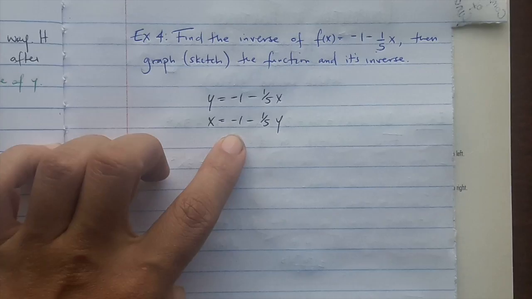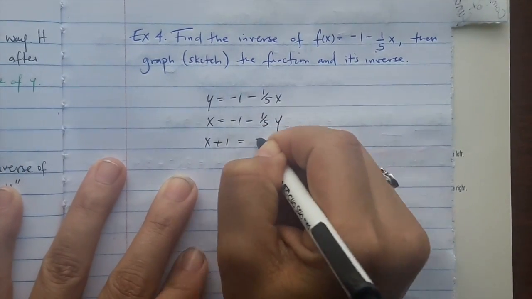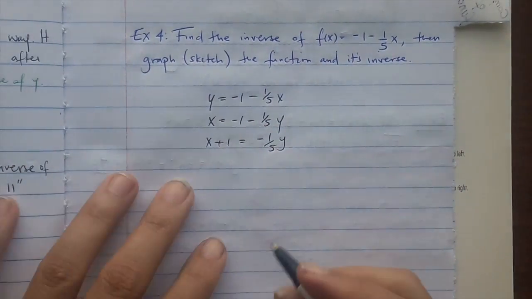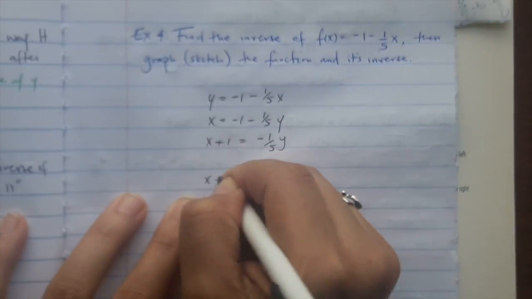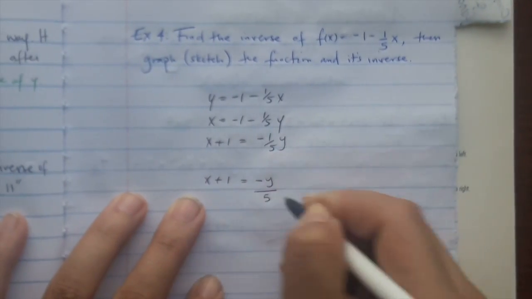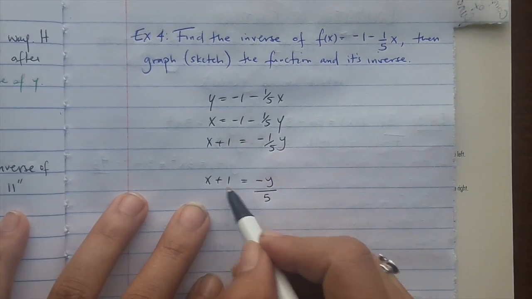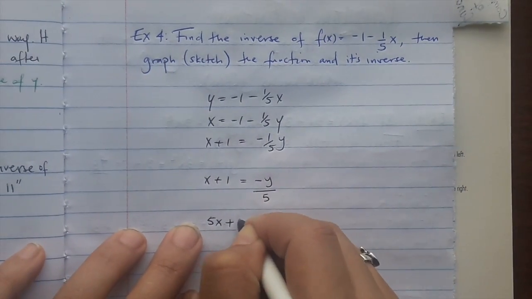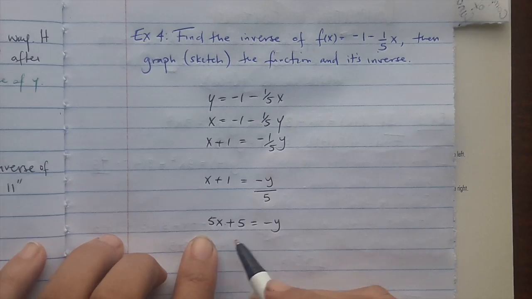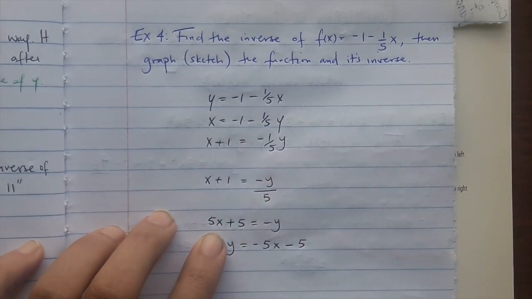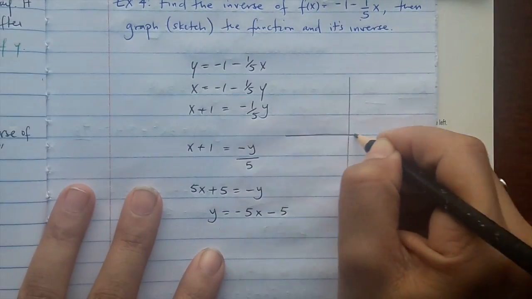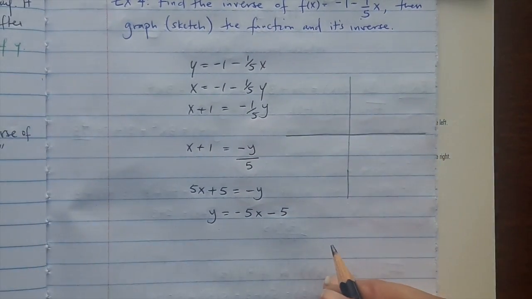So I'm going to add 1 to both sides first. So I'm going to get x plus 1 equals -1/5 y. Then I'm going to rewrite this so I can show you what I'm going to do. So I'm going to rewrite it as a fraction. x plus 1 equals -1 times y over 5. So now you can see you're going to multiply by 5 to both sides. So you get that. And then divide by the negative. So you get -5x minus 5. So that's the inverse. So now let's go ahead and sketch the original function and its inverse.